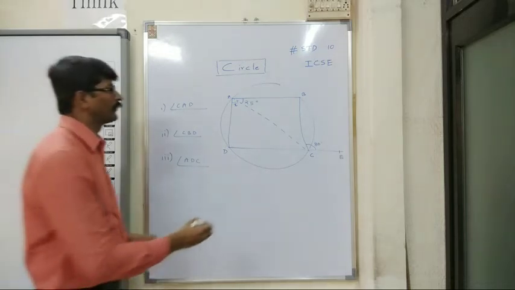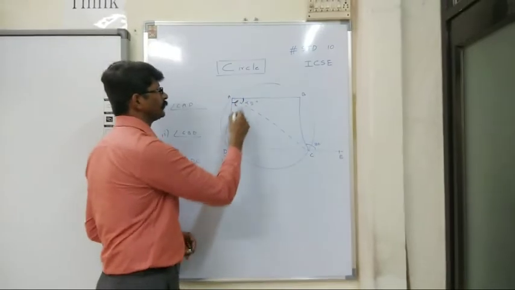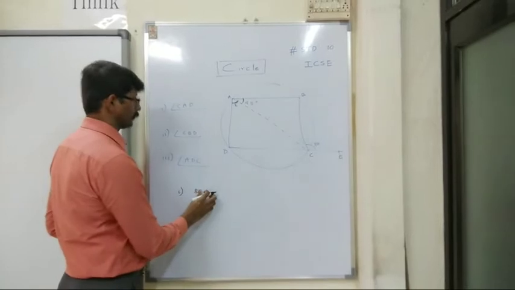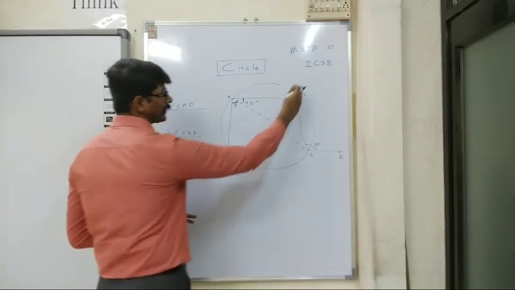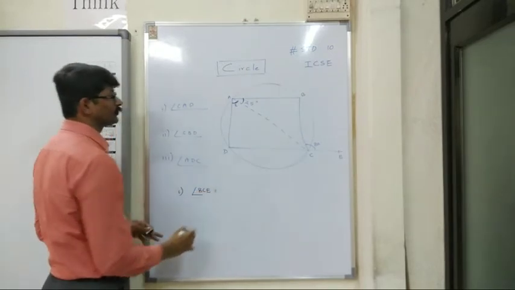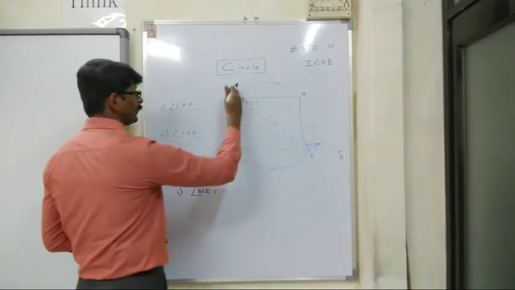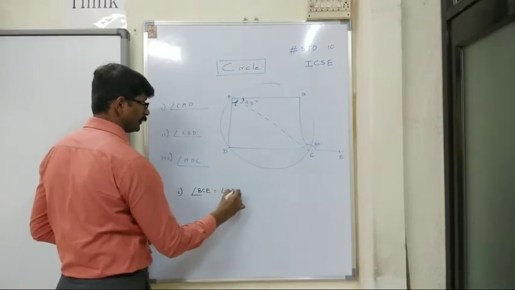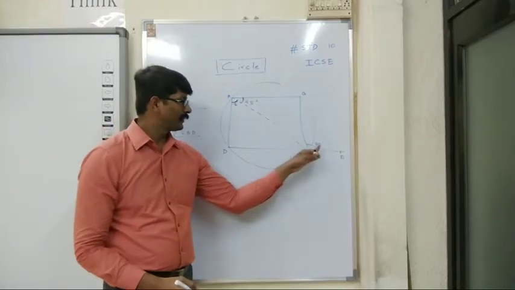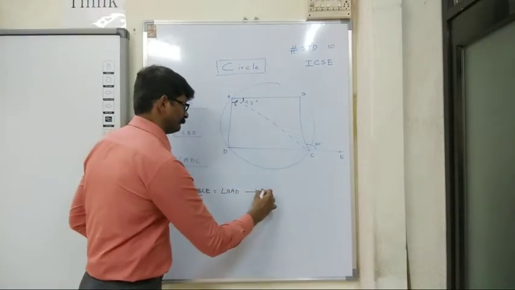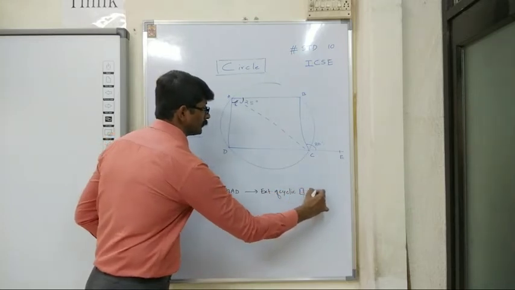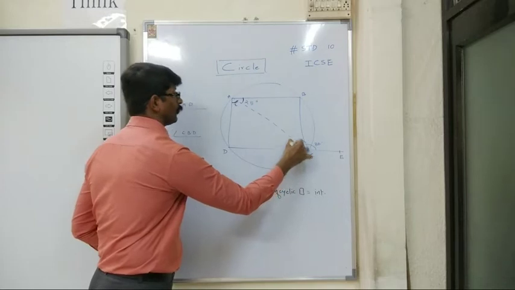So student, how will you find this x? That is very simple. I'll write it as a statement. Angle BCE is supposed to be equal to angle BAD. Why? Can someone guess it? Exterior angle of a cyclic quadrilateral is equal to its interior opposite angle.